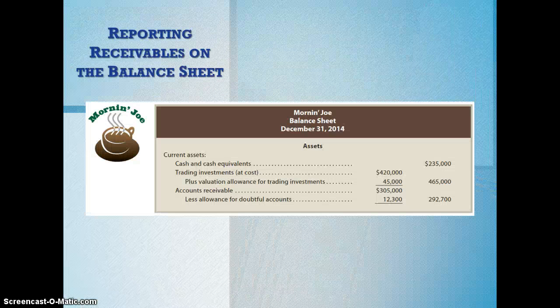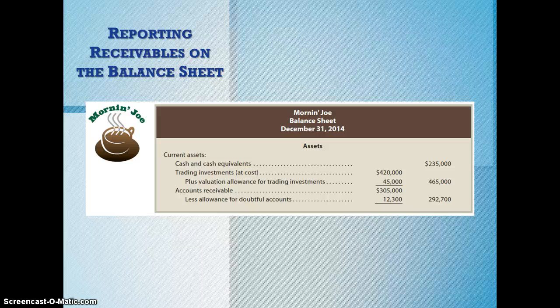Describe the balance sheet. The interesting thing is that we include that allowance for doubtful accounts and we subtract it. And that gives us net realizable value.